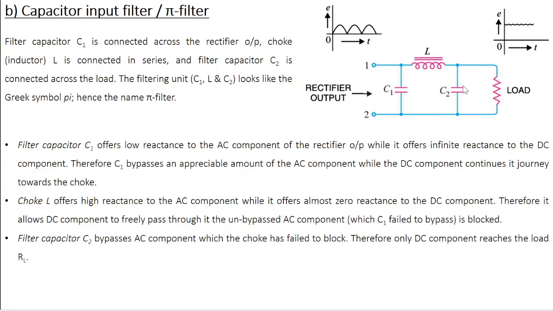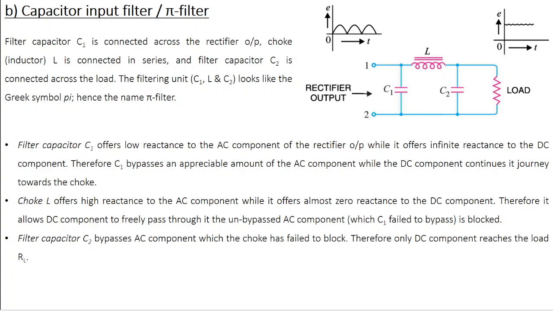Now you have another filter capacitor or another bypass capacitor. What does this capacitor do? It bypasses the AC component which the choke has failed to block. In other words, it passes the AC component. So only the DC component proceeds towards the load. So across the load, you get only the DC component.